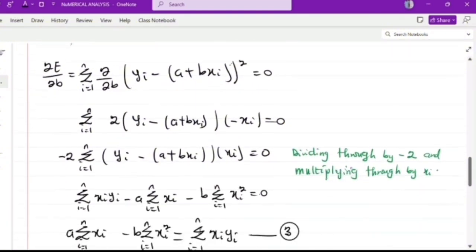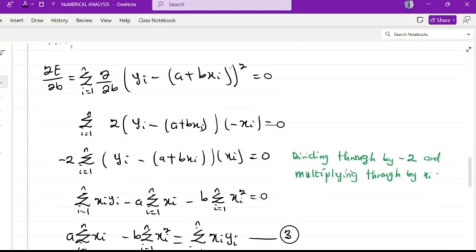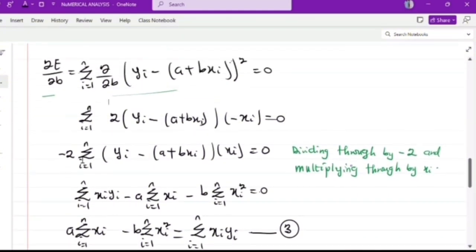So we are done with the partial derivative with respect to a. Now we are coming to do the partial derivative with respect to b. We follow the same process that we did when we found the partial derivative with respect to a. You find the partial derivative with respect to b on both sides of the equation. Then you also equate it to 0.